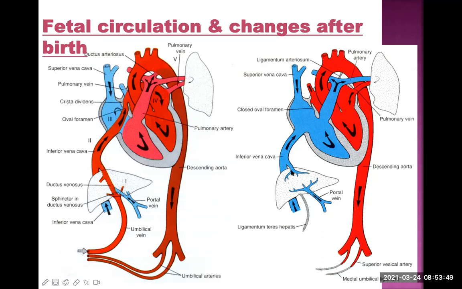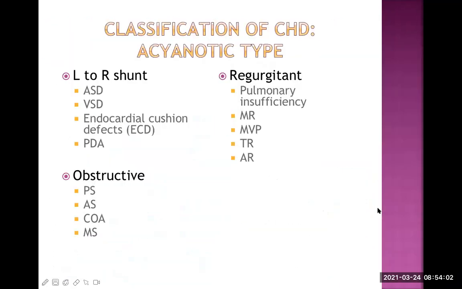This disappears. See this? Ductus venosus is no more, okay, and then the foramen ovale is also closed. So these are some of the important questions from the exam point of view. Now, having discussed that important part, let's classify the congenital heart disease.